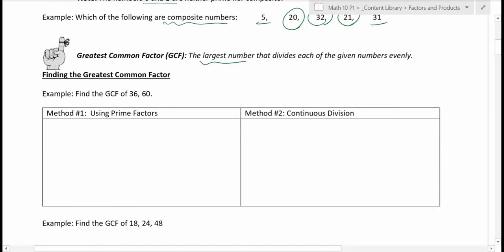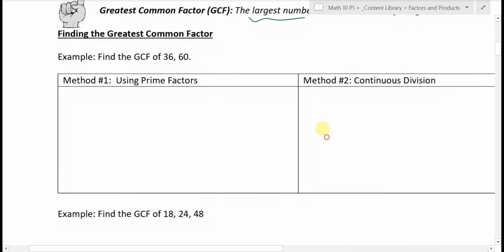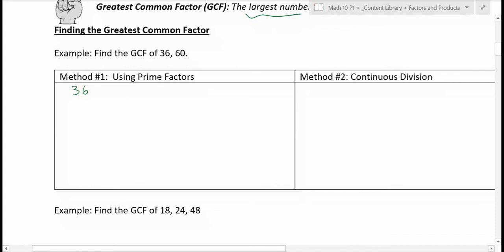So here's the example. It says find the GCF, the greatest common factor, of 36 and 60. Now I'm going to show you two different methods. The first one is using prime factors. Recall, we did factor trees in Math 8. So factor tree, here's 36. 36 can be divided by 6, so it's broken into 6 times 6. And then 6 could be 3 times 2 or 2 times 3. Same thing here, 6 is 2 times 3. Therefore, you can rewrite 36 as 2 squared times 3 squared.